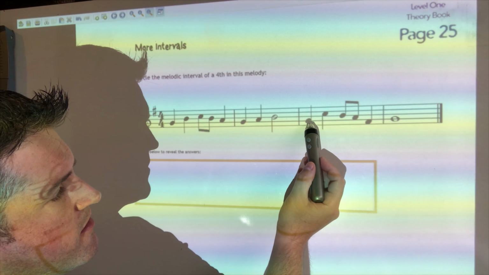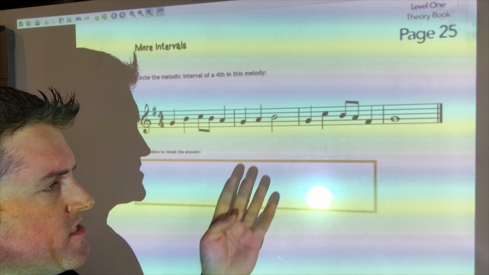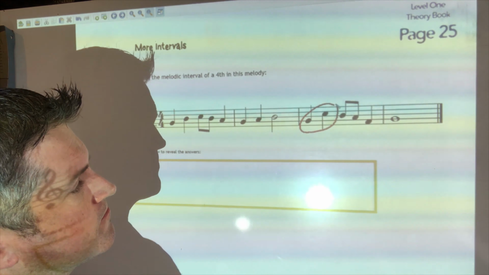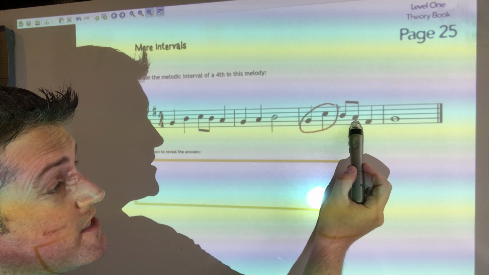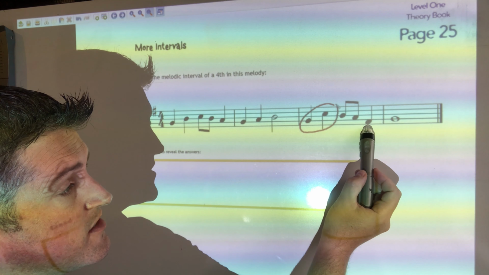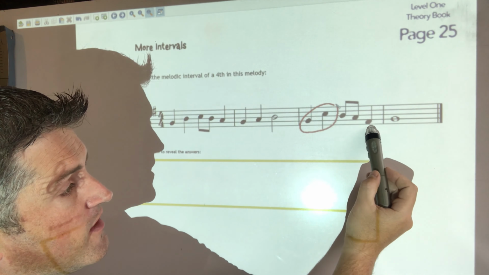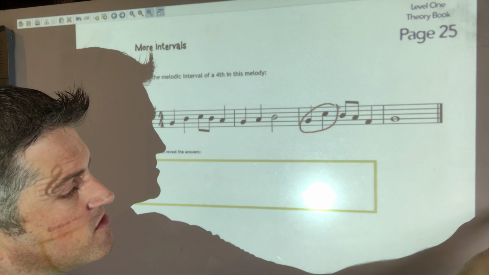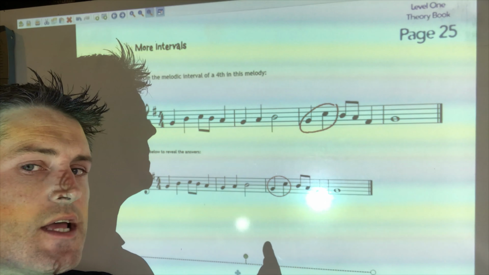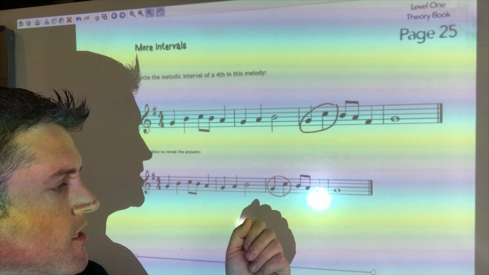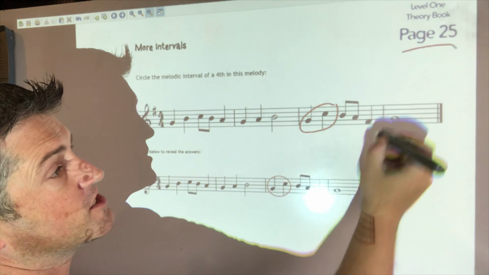That G coming up to that C: G, A, B, C. Well, that is an example of a fourth. We've got that C coming down to the B, that's a second. The B coming down to that A, that's a second. The A coming down to that F sharp is an example of a third, and that F sharp coming up to that G is a second. So what we should find within our answers is that it's those ones here that are an example of the melodic fourth in this melody on page 25.